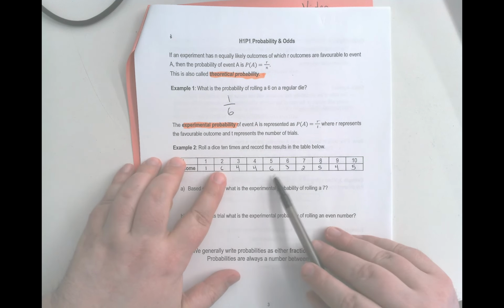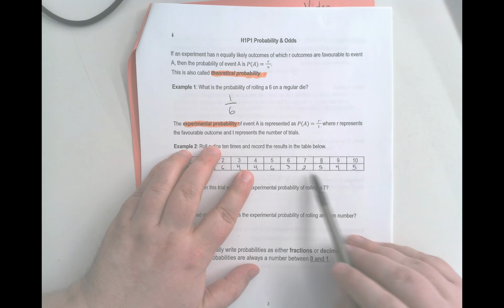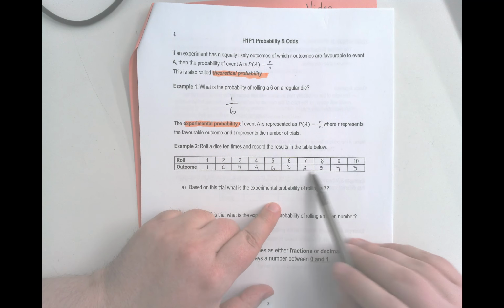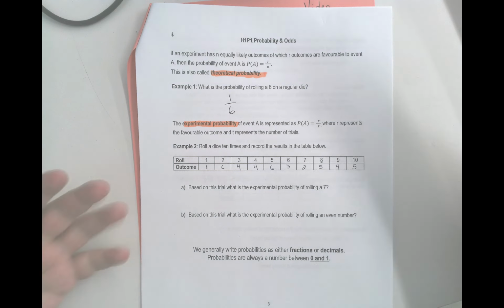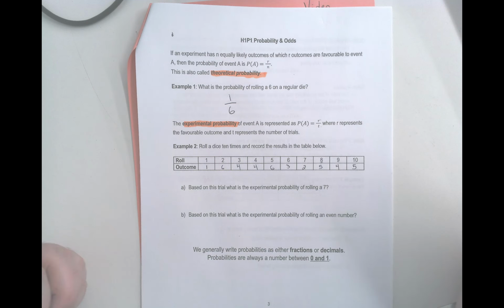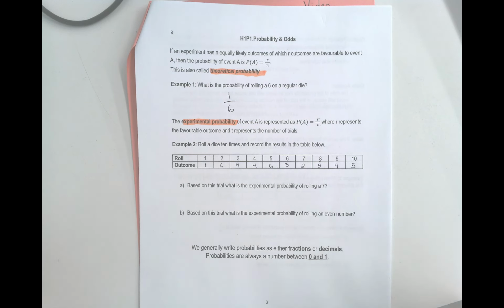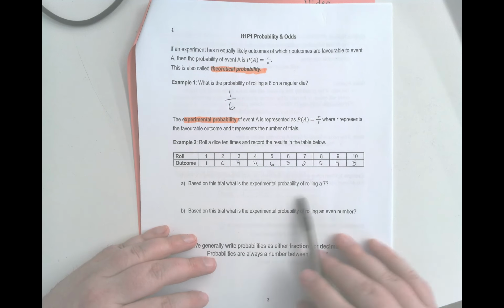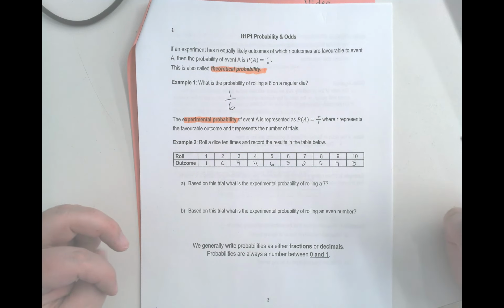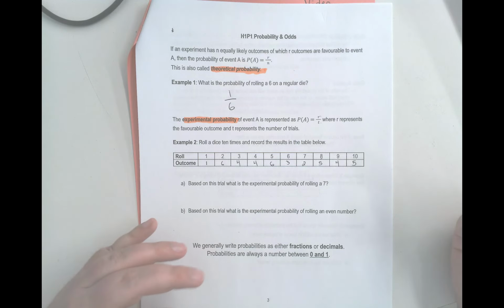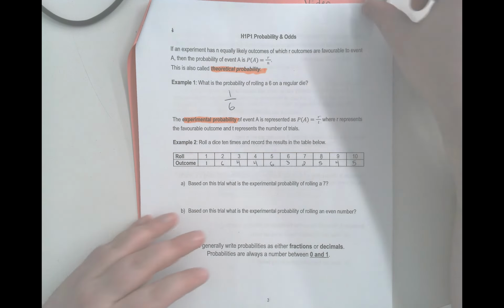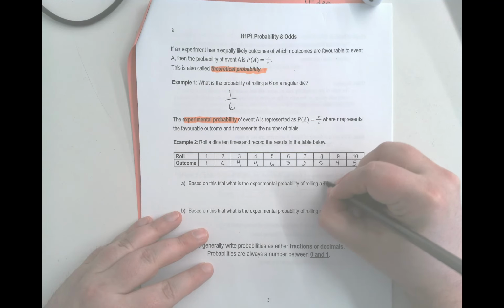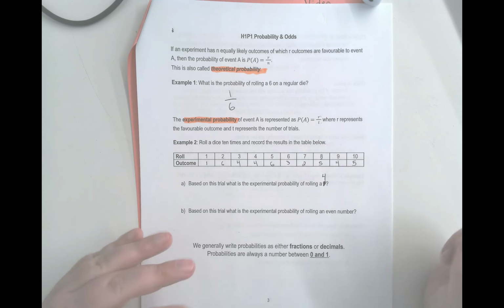In this case, it actually ended up being kind of equally likely. We have 1 one, 2 sixes, 3 fours, 1 three, 1 two, and 2 fives. So it kind of worked out a little bit, but it's not exactly 1 out of 6 for each of them. Based on the trial that we just did, what is the experimental probability of rolling a 7? There's no way to roll a 7 on a die like this, so let's change it to, I don't know, a 4.